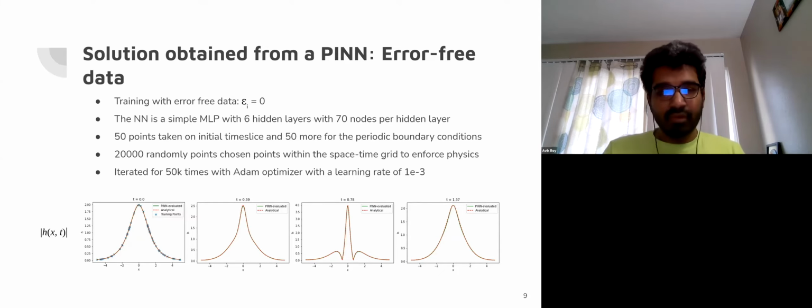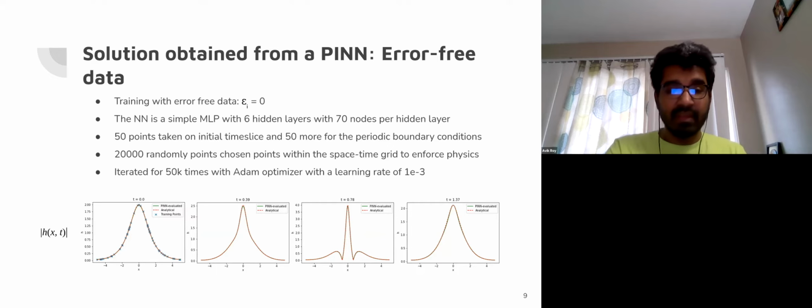Okay, so take a look at how the PINN, the physics-informed neural network, works when you have the perfect scenario. There is no error with the training data. What we did, we took a simple MLP with 6 hidden layers and 70 nodes per layer, and the initial condition was enforced on 50 points on the initial time slice, and 50 more were taken to enforce the periodic boundary conditions. And we took 20,000 randomly chosen points within the space-time grid to enforce the physics. Those 20,000 are the collocation points within the space-time domain that we are interested to solve this problem for. And we iterated this 50,000 times with an Adam optimizer with a learning rate of 10 to the power -3.